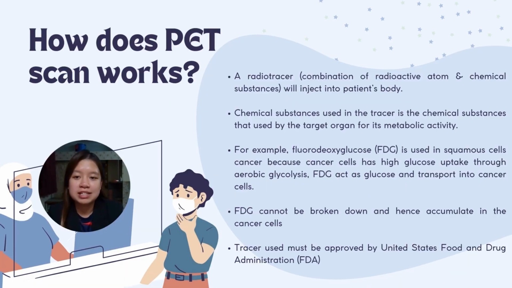Now that we know what a PET scan is, let's dive into how it works. The process begins with the injection of a radio tracer, which is a combination of a radioactive atom and a chemical substance. This chemical substance is chosen based on the target organ's metabolic activity. For example, in the case of squamous cell cancer, a radio tracer called fluorodeoxyglucose, or FDG, is used. FDG acts as glucose and is transported into the cancer cells, which have a high glucose uptake. Since FDG cannot be broken down, it will accumulate in these cells. Note that all tracers used in PET scan must be approved by the FDA for safety.